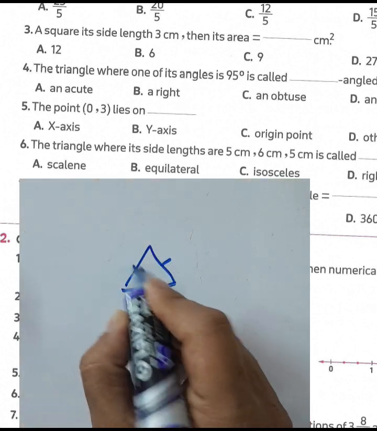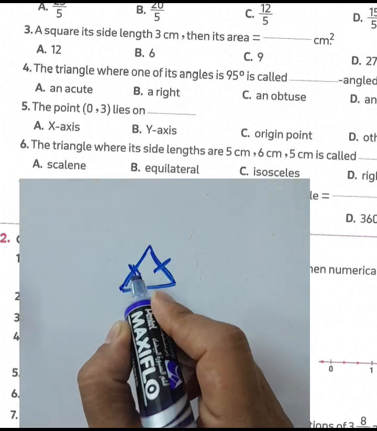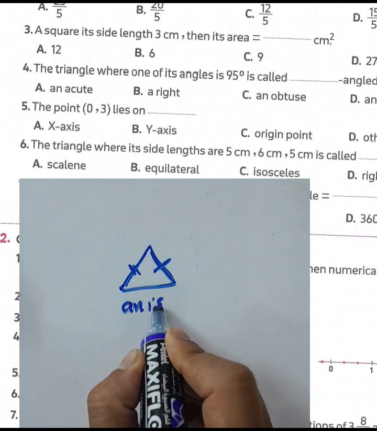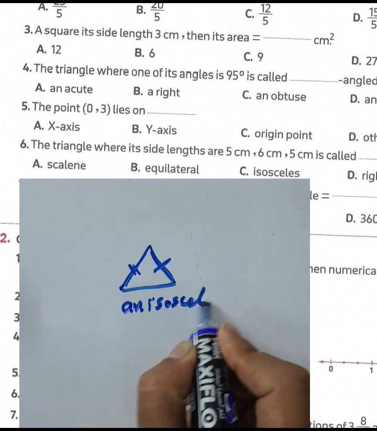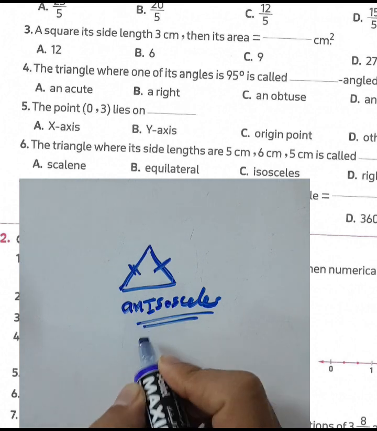triangle. We have two sides of equal length in this triangle. We call it an isosceles triangle.